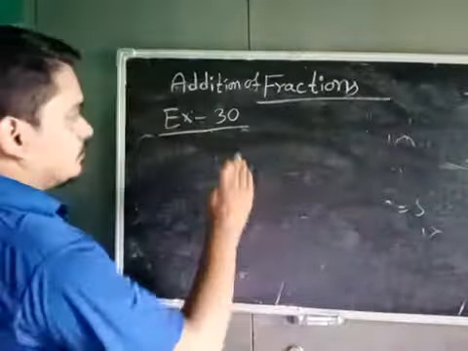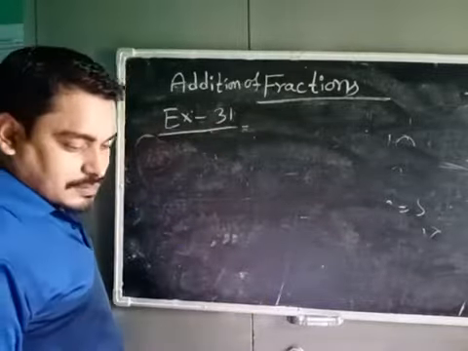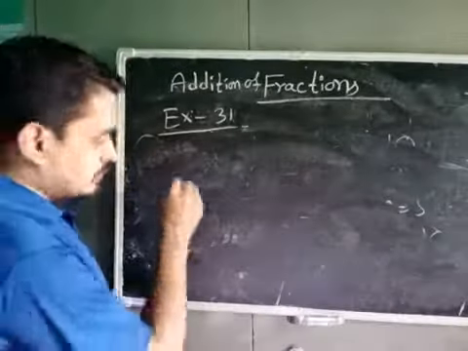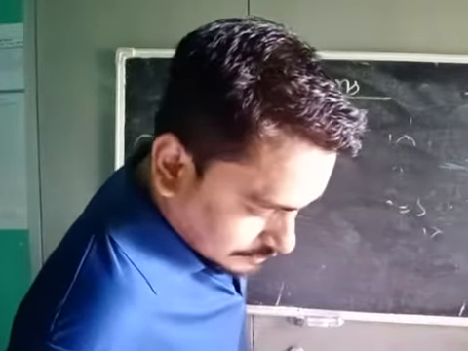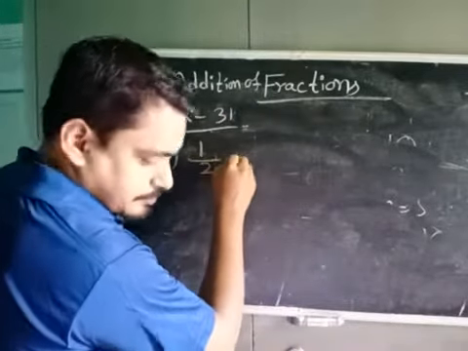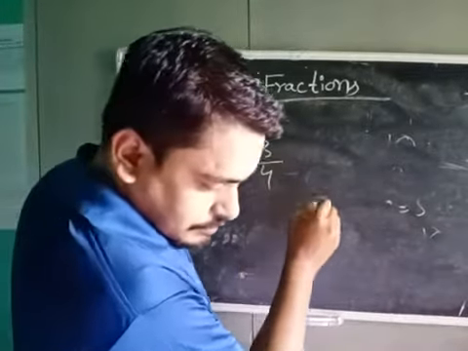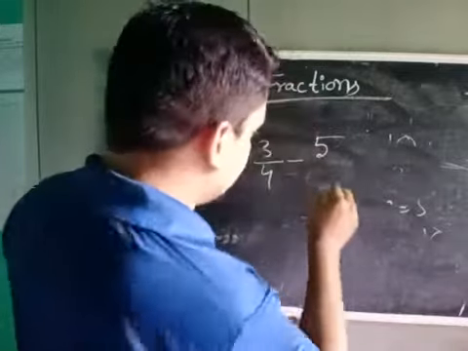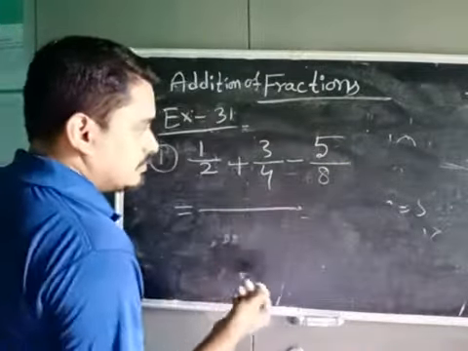Exercise 31. All the questions are the same. The difference is sometimes we have to do plus and sometimes we have to do minus only. So from exercise 31, if I take a question, first one, 1 by 2 plus 3 by 4 minus 5 by 8. Okay, so here we have to find out the LCM definitely.